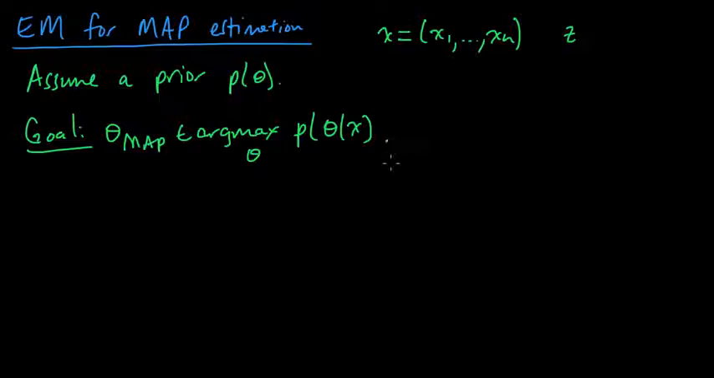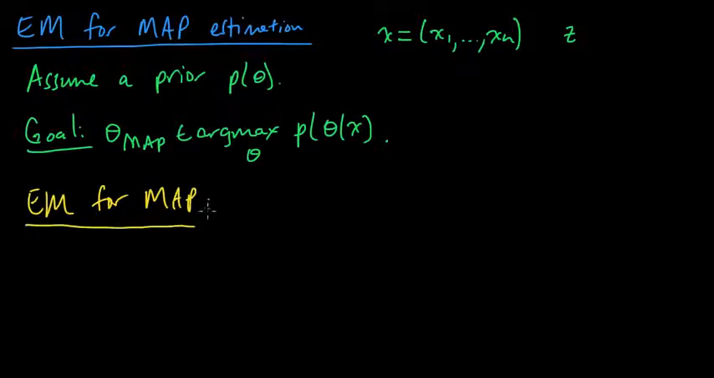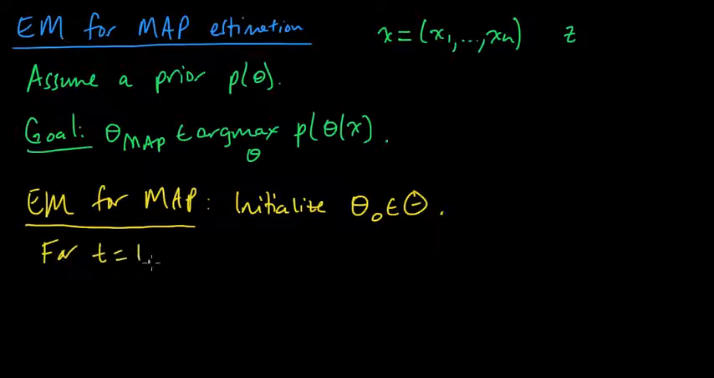So this is the goal in MAP estimation, and we're going to see how to use EM to at least try to get a MAP estimate. The algorithm for EM for MAP estimation is very similar to the algorithm for MLE. We initialize theta 0 to be some parameter in the space of all parameters. And then for t equals 1, 2, 3, and so on until convergence, we do the following two steps.